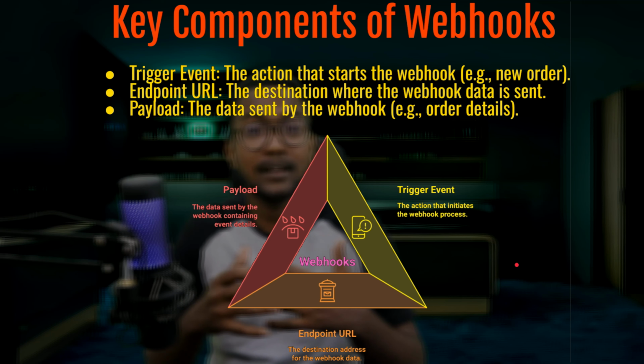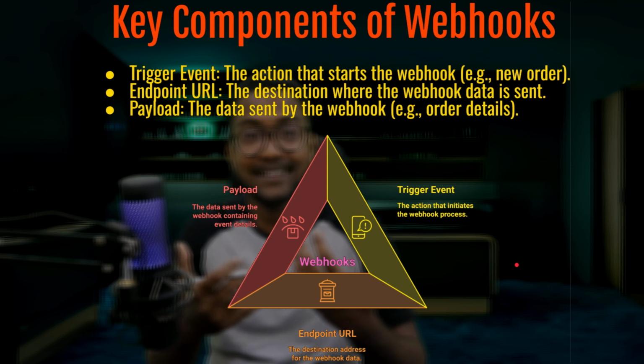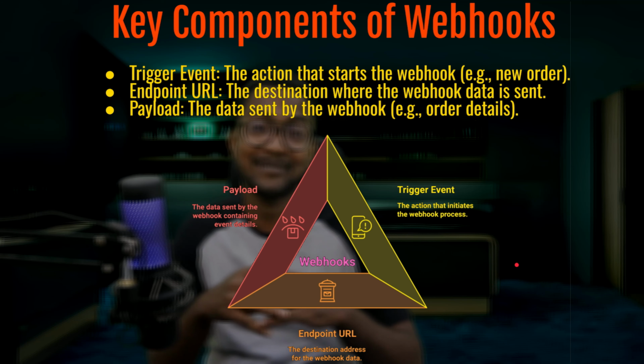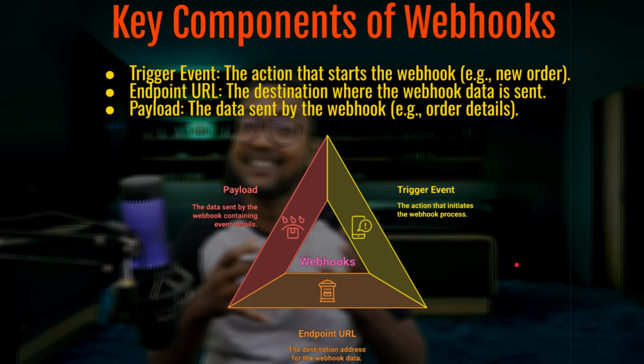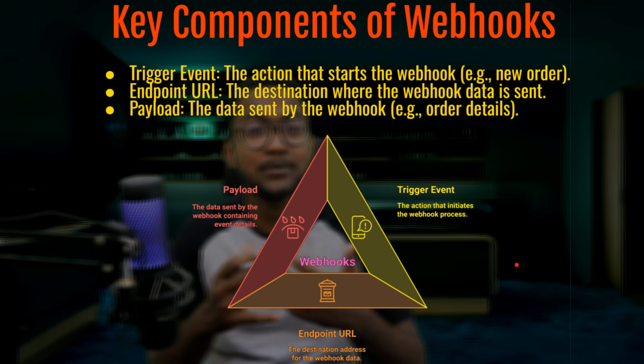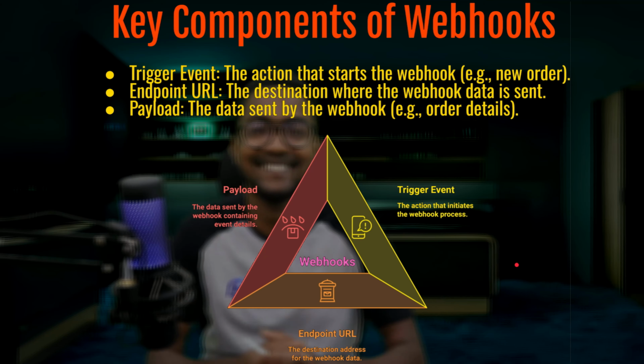So basically, to summarize, the trigger event starts the process, the endpoint URL is where the data is sent, and the payload is the actual data being transmitted. In the next slide, we are going to see how these components come together in real applications, and we will look at some common use cases for webhooks and how they are actually applied across different industries.